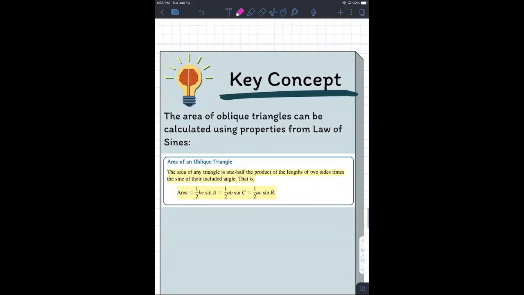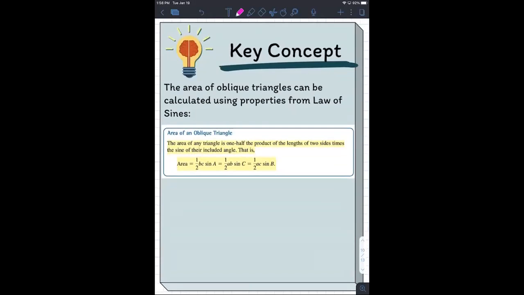The last part of this lesson was finding area using that law of sines. So it basically looks like your regular area formula that you learned before, 1/2 base times height. But the way that it changes is now it has BC times sine A or AB times sine C. So notice that those letters are not repeated. Does that make sense?